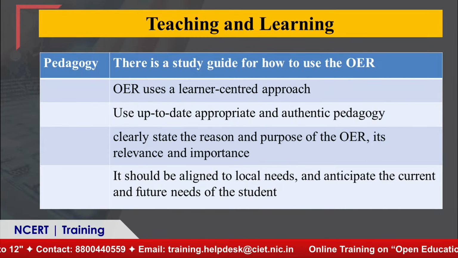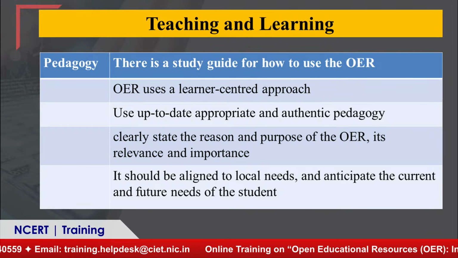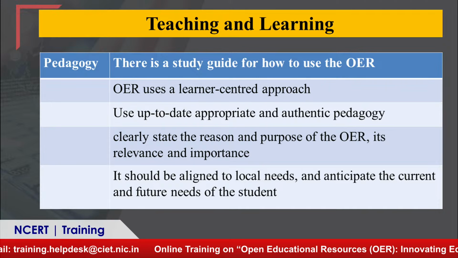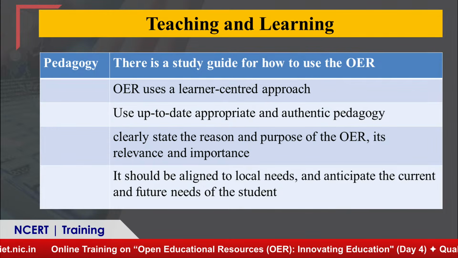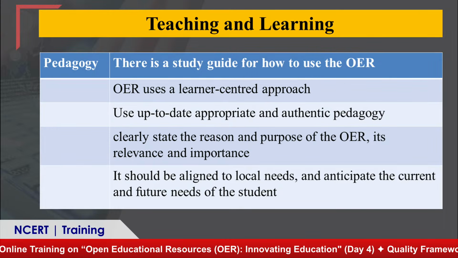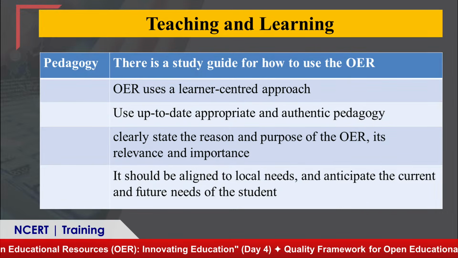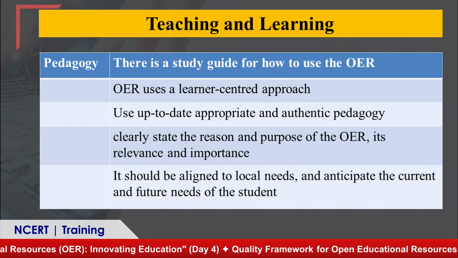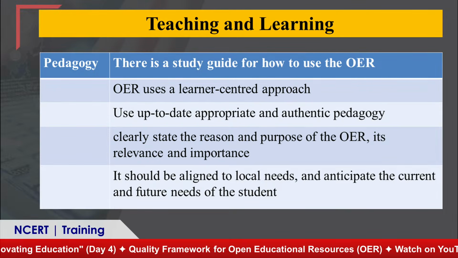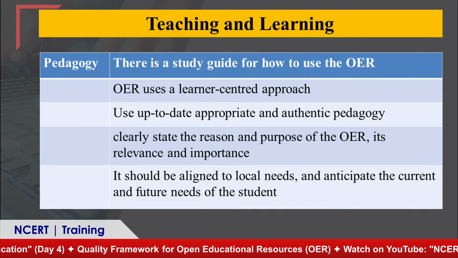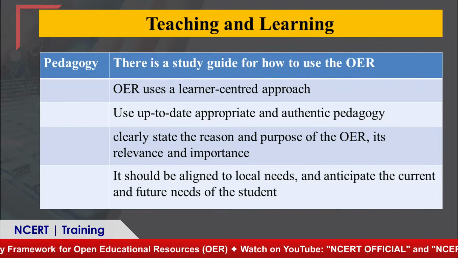So, the point is local needs are important and we should think not only about the current needs, but the future needs also. That means sometimes we feel that right now this is the need of that particular learner, but maybe in future it may vary. So, we should keep in mind both the present needs as well as the future needs of the learner or the stakeholders. So, these are the important points when you are thinking about the pedagogy subdimension of the teaching learning process in the quality framework for OER.